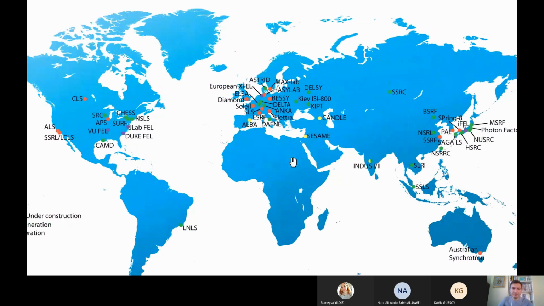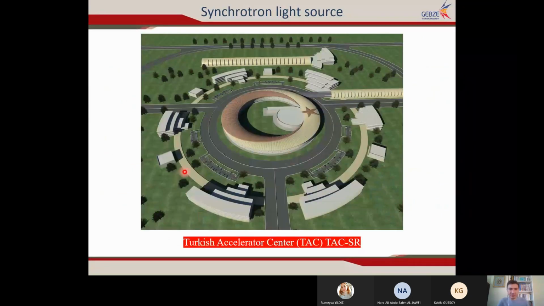Do you have any questions? No. Okay. Now let me show you a picture of the Turkish Accelerator Center. This is planned in Ankara. In this Turkish Accelerator Center, a synchrotron light source is planned, and also an infrared FEL is under construction, but it is not finished. Some other light sources are planned, but this is not started, just proposed. But this infrared FEL is under construction.